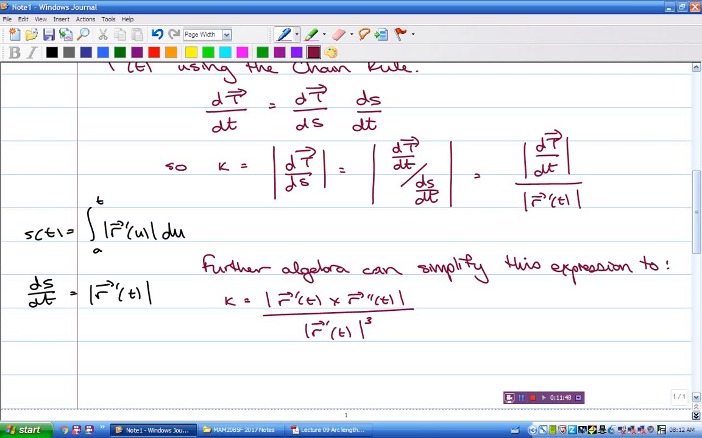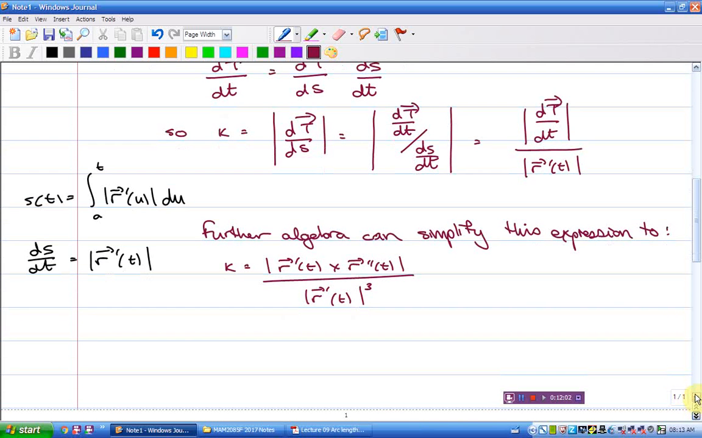Is there anything else I want to say before doing an example? I don't think so. Just let me check my little notes here. Don't want to leave anything out. Oh right, radius of curvature, absolutely. There is one more thing. And there's also sort of a third thing.